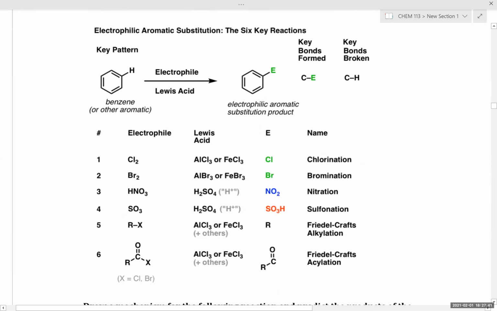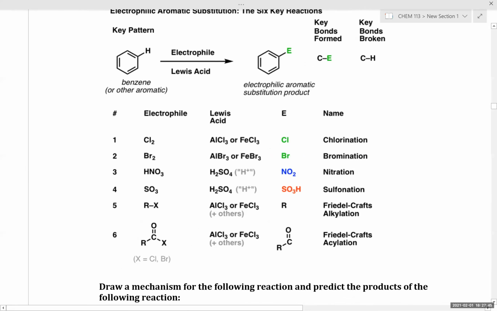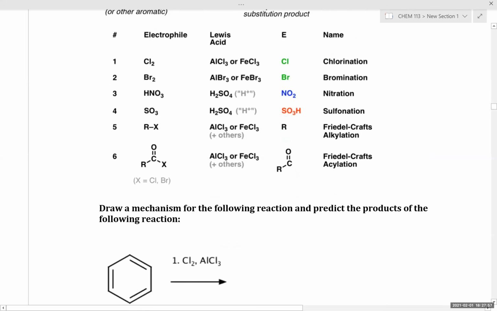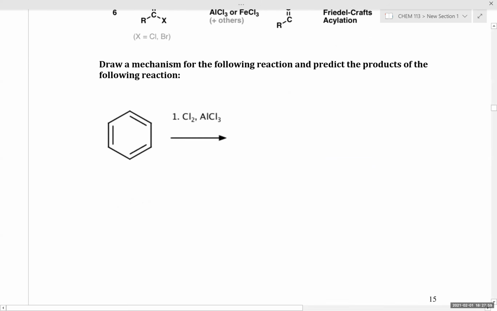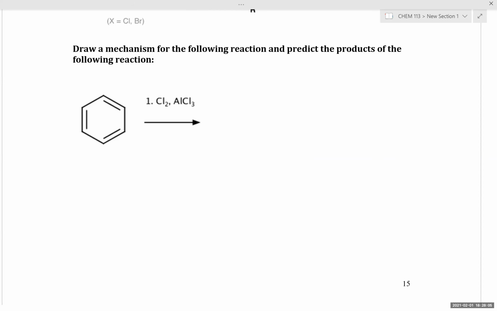Okay, so here is a summary of electrophilic aromatic substitution, the common Lewis and Bronsted acids used, the name of the reaction, and what electrophile is installed. To make sure we're familiar with these mechanisms, what we're going to do is we're going to practice drawing some mechanisms. So I'll do the first one, and then the class will be responsible for these next few problems. So in this case, we're asked to draw a mechanism for the following reaction and predict the products.